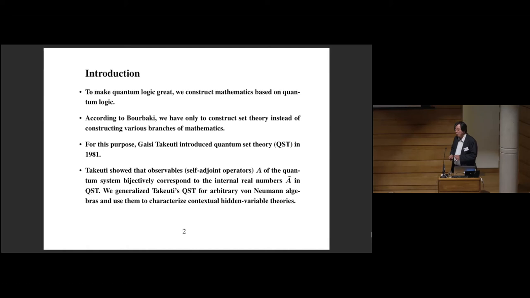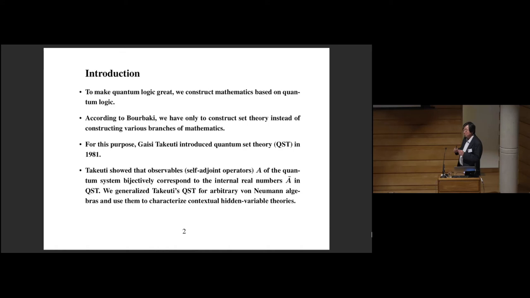Internal real number means that quantum set theory has the same formula as ordinary mathematics. So we have the same formula to define real numbers as Dedekind cuts of quantum rational numbers. Then we construct the quantum logical universe of set theory. In this universe, the formula for defining the real number system is interpreted as the self-adjoint operators, or quantum observables. So the quantum observables are in this mathematical world simply described as real numbers.